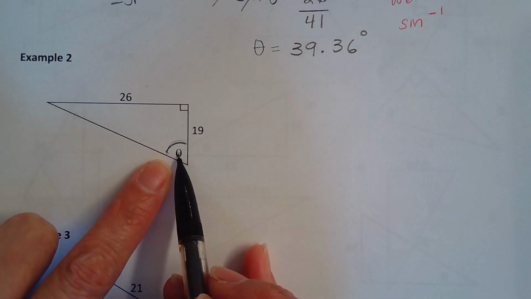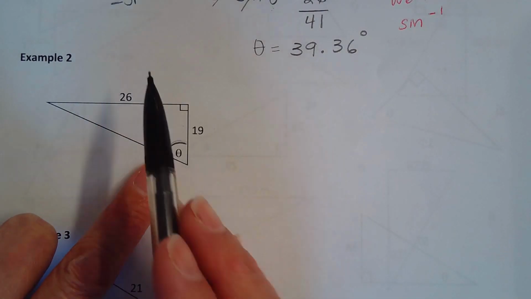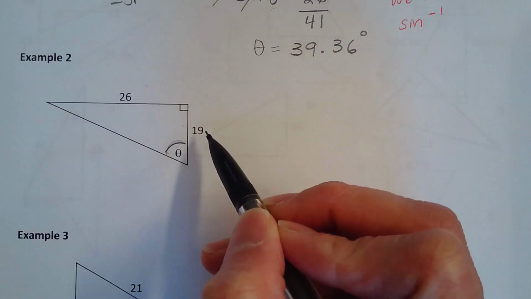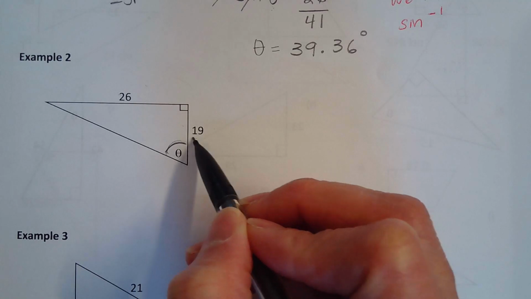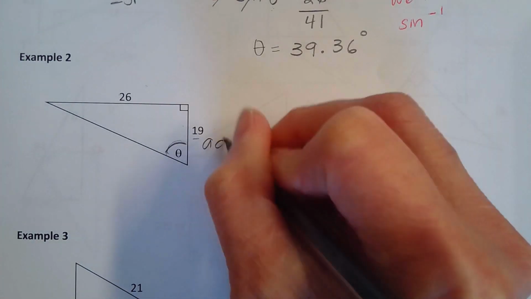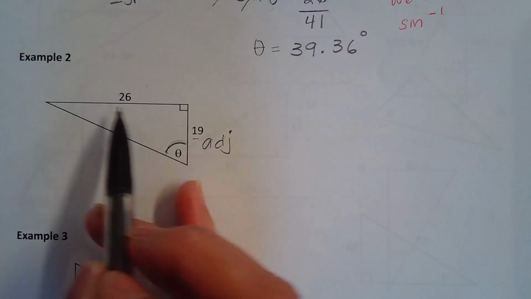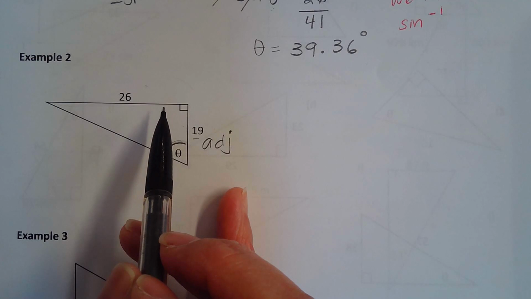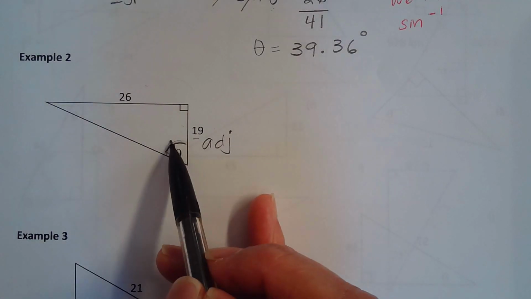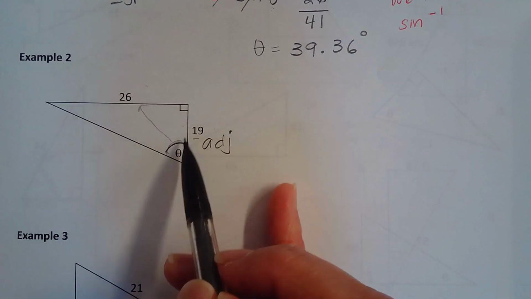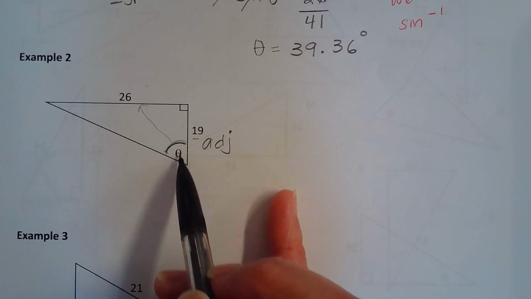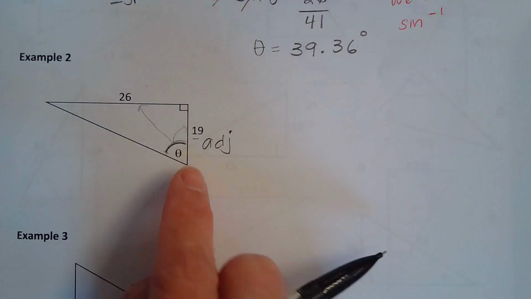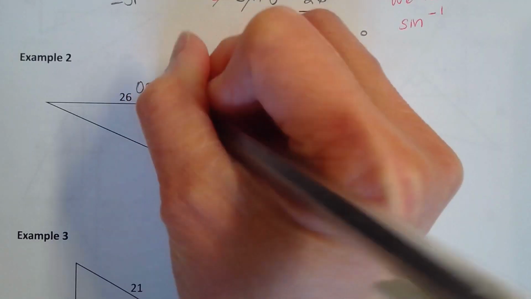Okay, so this is our theta. Now we're going to label these two sides. So what do you call the 19? This is called the adjacent. What do we call the 26? Opposite, right? Because opposite means right across from the given angle, and adjacent means right beside the given angle. So the opposite is 26.